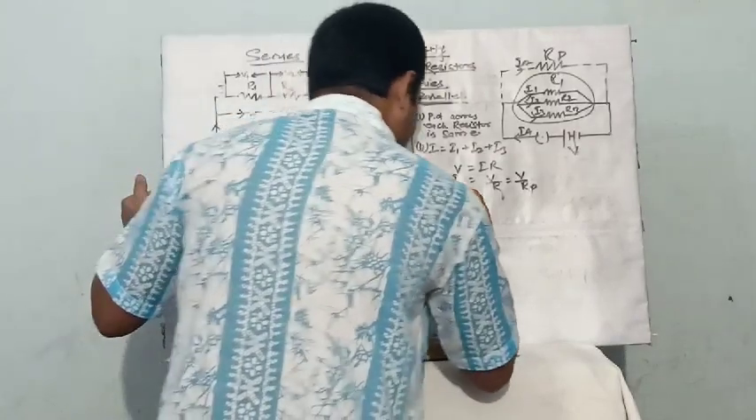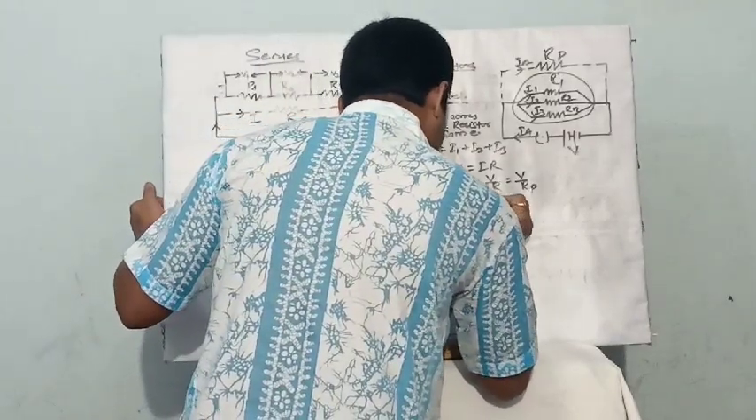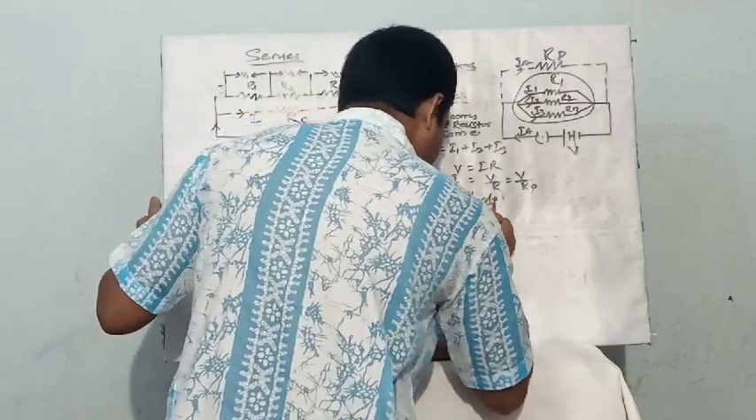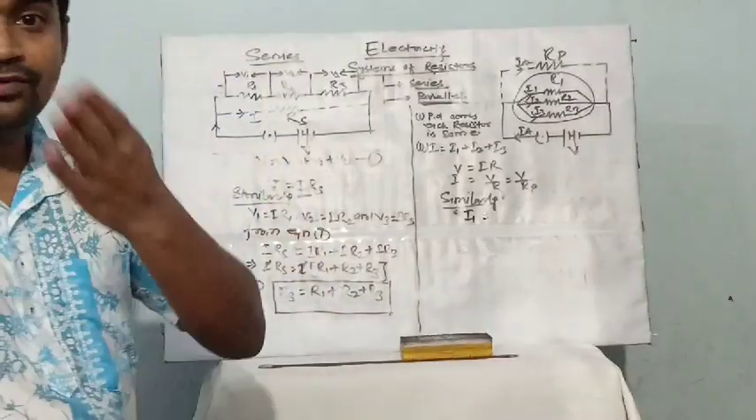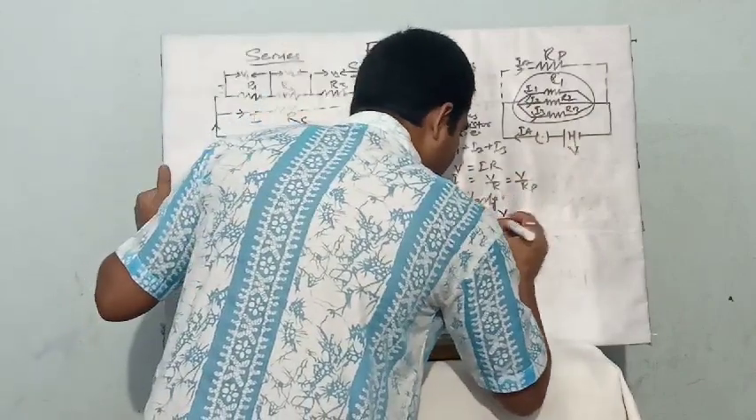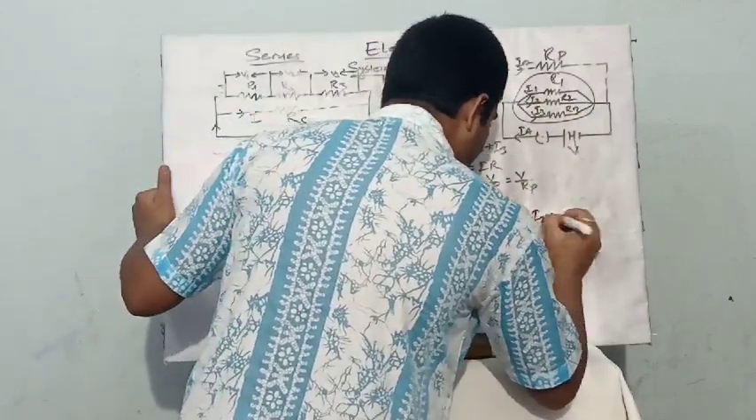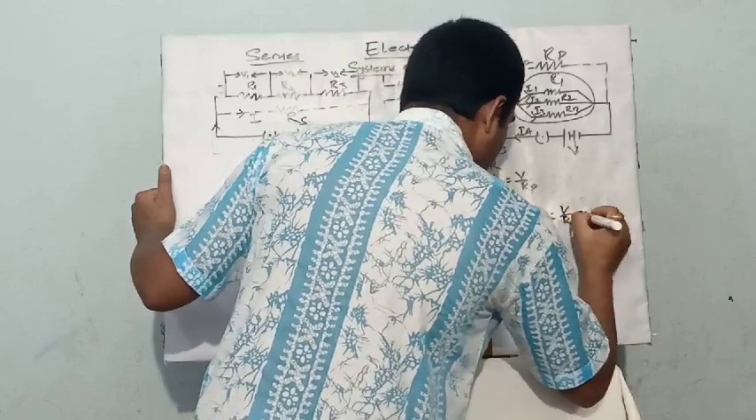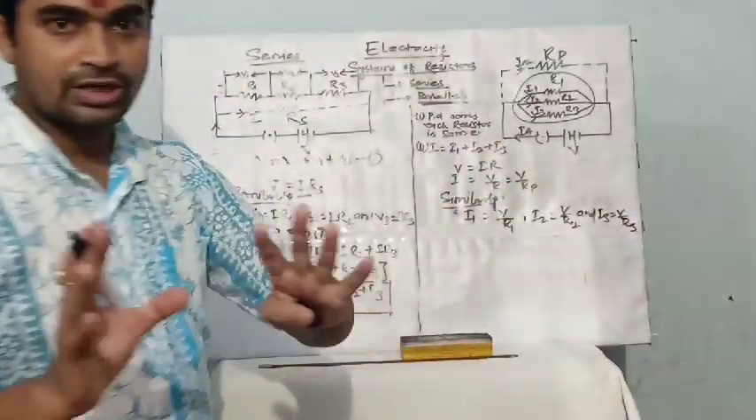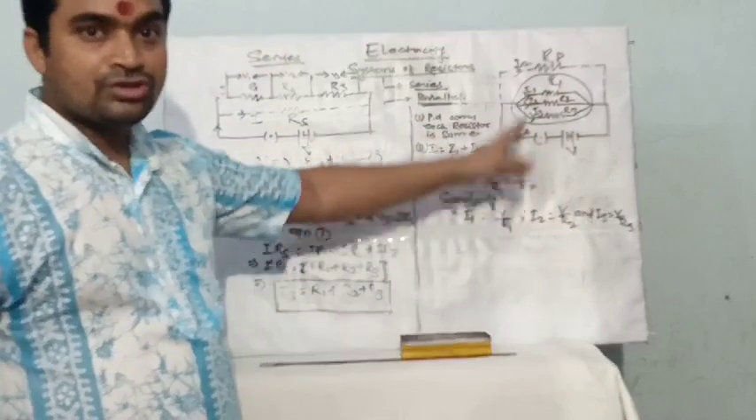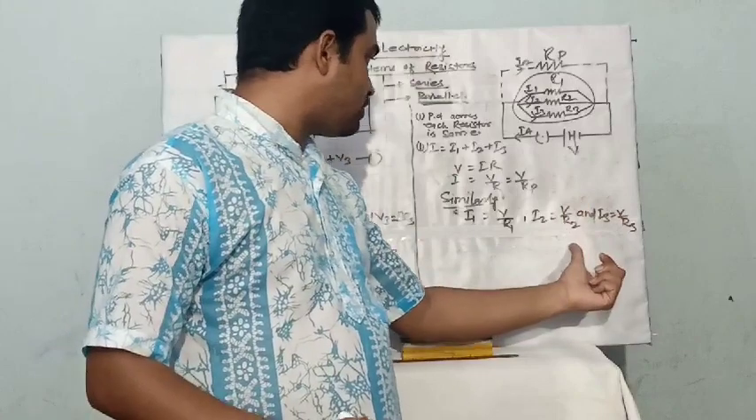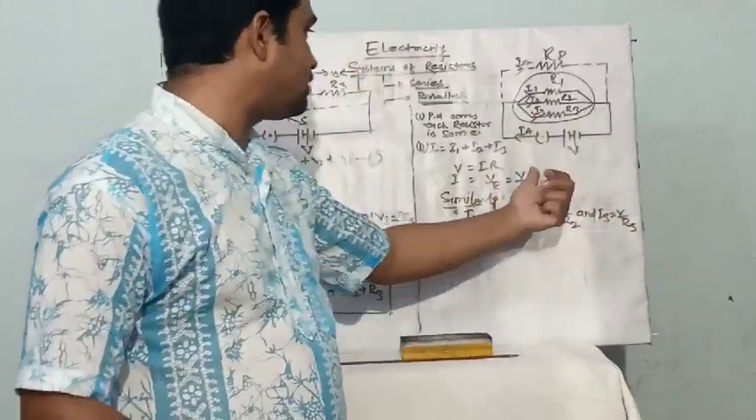Now similarly we have I1. I1 is equal to V by R1, I2 is equal to V by R2 and I3 is equal to V by R3. Is it clear? So according to that, I1 is V by R1, I2 is V by R2, I3 is V by R3, and I is equal to V by RP.